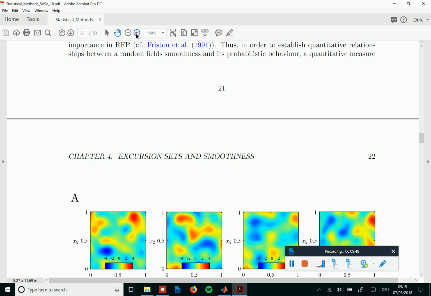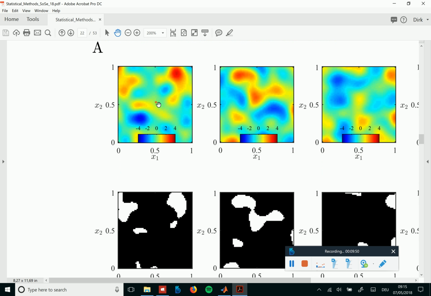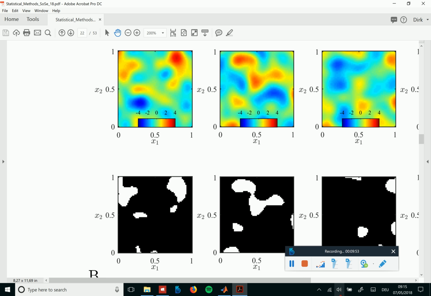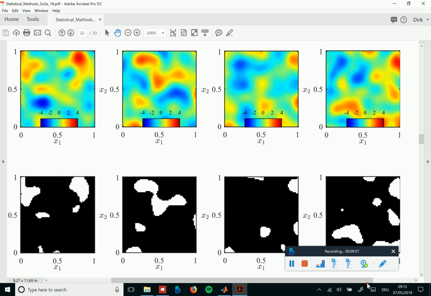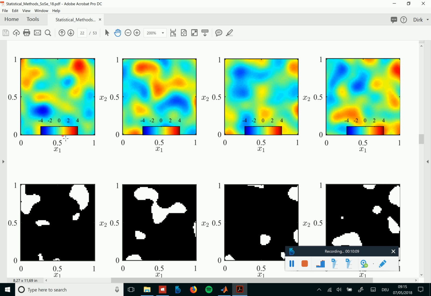So the first thing shows the most important thing, maybe, that if you have the same random field but draw multiple realizations of this random field, the excursion set differs. So here, this is a realization from a Gaussian random field with a Gaussian covariance function with a specific L parameter and a specific V parameter for the covariance function. Of course, the expectation function is 0, and it's scaled to -4 to 4, as you can see.